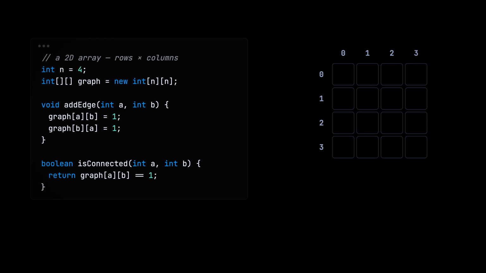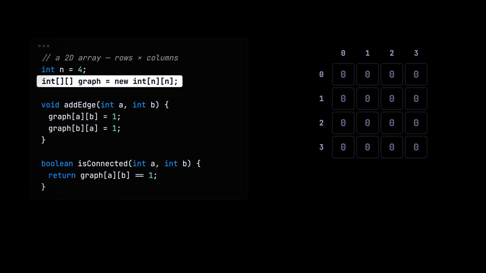Now let us see this in actual Java code. And trust me, it is shorter than you think. In Java, this grid is simply a 2-dimensional array. Picture it as a table with rows and columns, exactly the grid we just drew. We first decide how many nodes we have. Let us say 4. Then we create a 4x4 integer array. The moment we create it in Java, every single box automatically starts at 0, which is perfect because 0 already means not connected. So our empty graph is ready without any extra work.